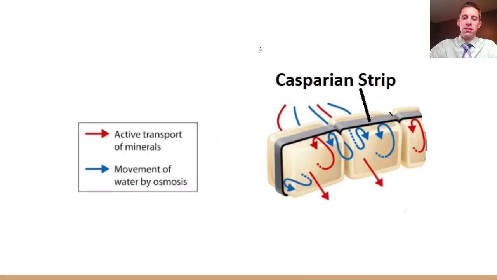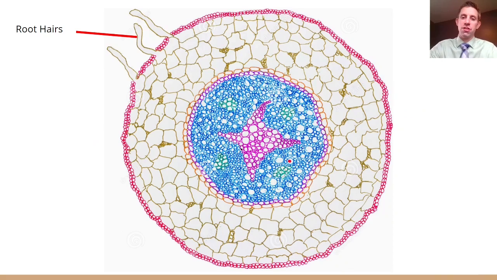Speaking of that Casparian strip, here's an image zoomed in on it. These tan cells here would be the cells that make up the endodermis, with this black grayish strip here being the Casparian strip. What it allows for is one-way flow of water and nutrients from the outside and then in, but they can't go back out. So it keeps all of those materials right within the vascular cylinder so they can be drawn up. This helps to generate concentration gradients.